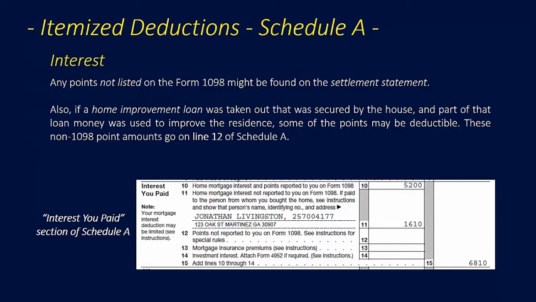Any points not listed on the Form 1098 may be found on the settlement statement. Also, if a home improvement loan was taken out that was secured by the house, and part of that loan money was used to improve the residence, then some of the points may be deductible. These non-1098 point amounts go on line 12 of the Schedule A.